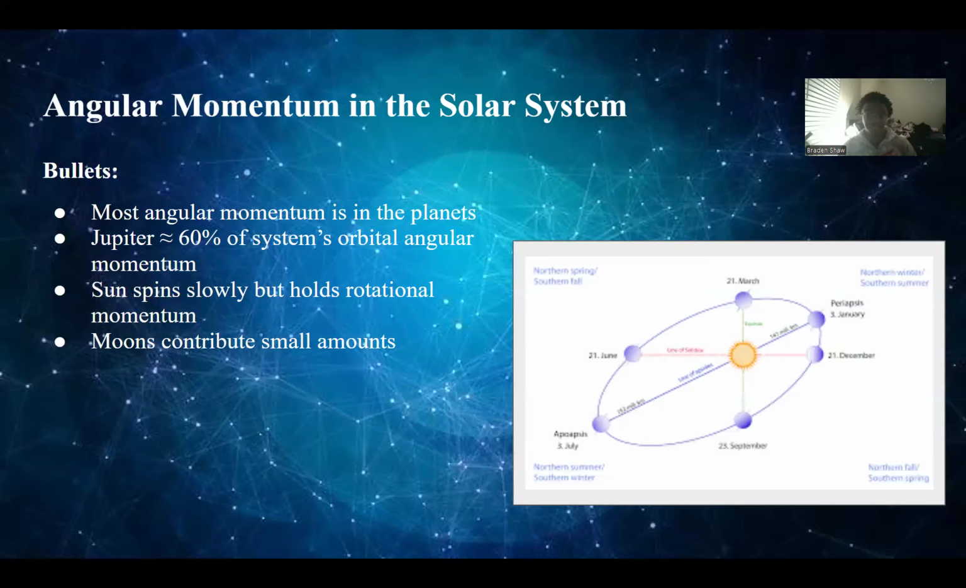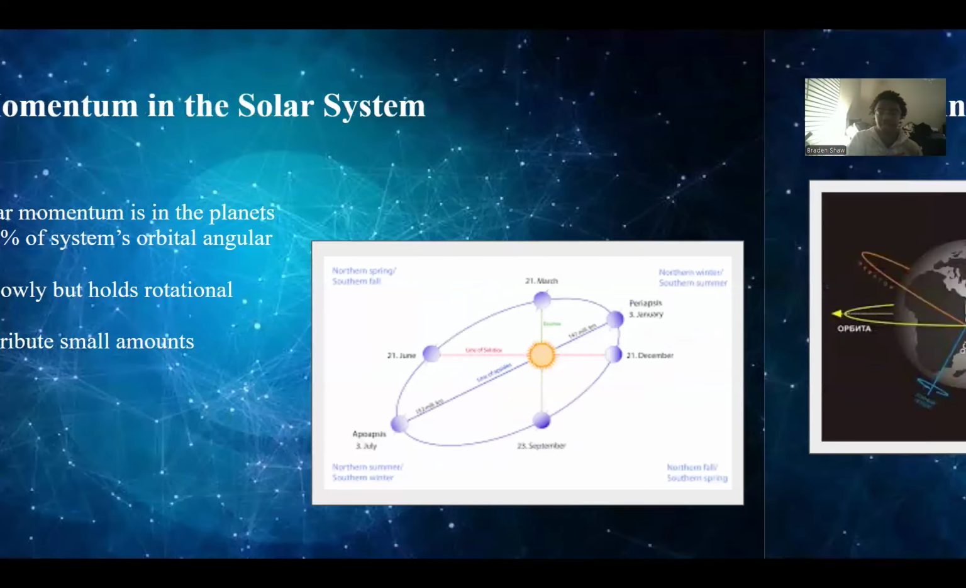Jupiter alone holds about 60% of the system's orbital angular momentum, mainly because of its huge mass and distance from the sun. The sun does not contribute to rotational momentum, but because it spins relatively slowly, its share is smaller. The moons and smaller bodies like asteroids also contribute, but their amounts are very minor compared to planets, which are a lot bigger. And the next slide.